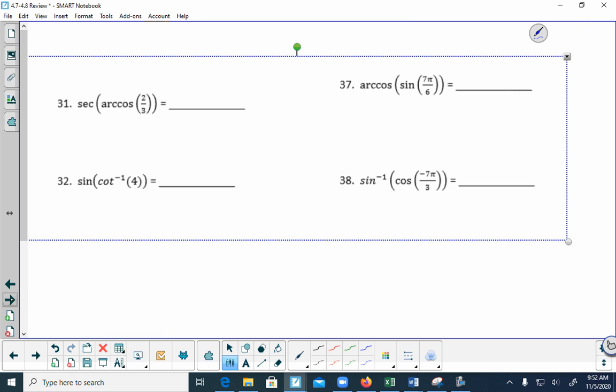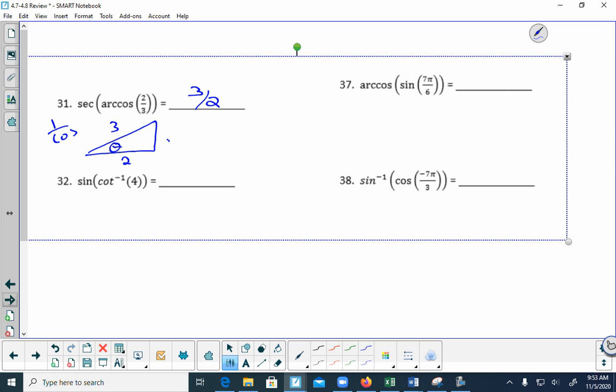Okay, going on to 31. Again, not on the unit circle, so I am going to draw a triangle. Putting the angle here, cosine is adjacent over the hypotenuse, and it wants the secant, and the secant is 1 over the cosine. So I don't even have to find the missing side. I'm just going to take the reciprocal of this and write 3 over 2.